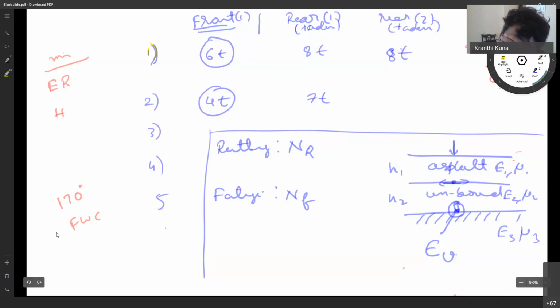You input and run it in the software, and you run the analysis. You get the tensile strain and compressive strain at these locations. You input the tensile strain into the fatigue model, and you input the compressive strain into the rutting model, and you get NR. Say for example, you are designing a pavement for 20 MSA. Again, our example. So your NR you found to be say 30 MSA, but your NF you found to be 18 MSA. So then can we select this pavement?